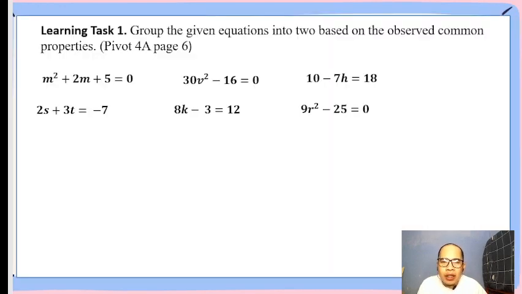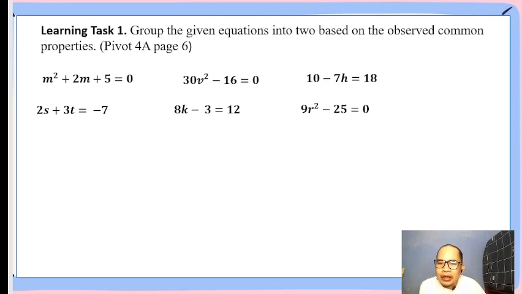So, group the given equations into 2 based on the observed common properties. So, in this learning task, what you are going to do is just observe the equation and identify what is the common properties of each equation. So, let's say for example, we have here m squared plus 2m plus 5 equals 0, 30v squared minus 16 equals 0, 9r squared minus 25 equals 0. Now, try to observe what are the common properties sa mga equations na aking nabanggit.